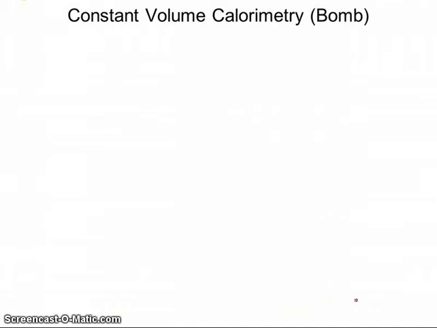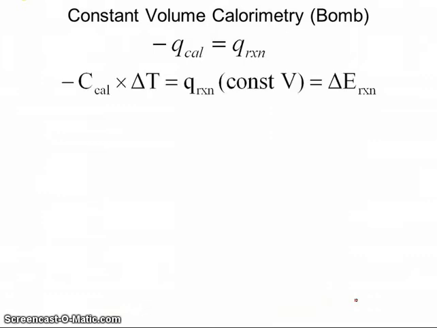The next type of calorimetry that we can do is called constant volume calorimetry, or bomb calorimetry. In this case, we are not talking about a solution. We're going to measure the calorimeter as a whole. So the surroundings become the calorimeter. And we're still looking at the heat generated by a reaction. In this case, though, we are not going to find the mass.